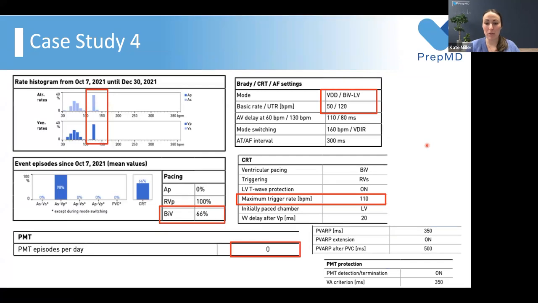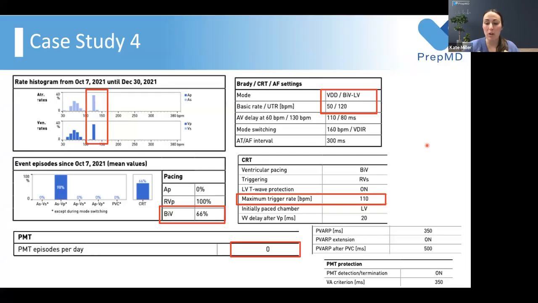I want to spend a few minutes on this case study because I think it's interesting and I think it ties some of the concepts we've talked about so far together. This is a Biotronik. This patient is actually, I'll show the electrogram in a second, but this is a CRT-D patient, but it's actually a DX lead. So there's no atrial pacing, but there is atrial sensing. So that's why they're programmed to a VDD mode, and the base rate is 50, max tracking rate of 120.